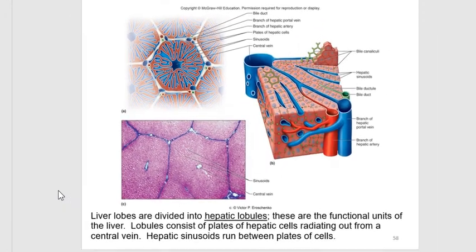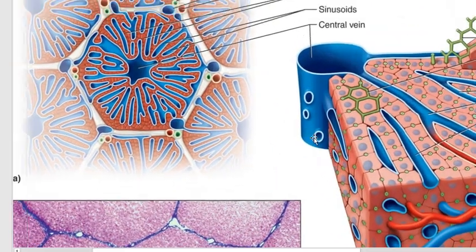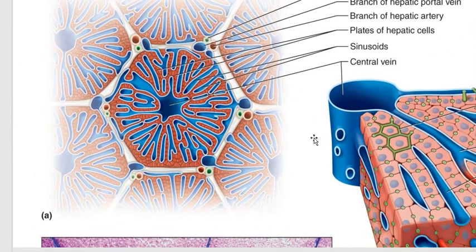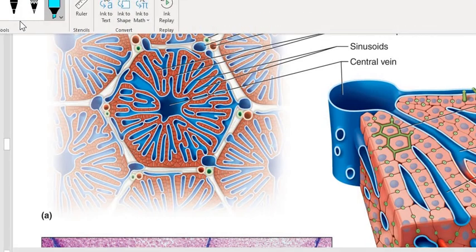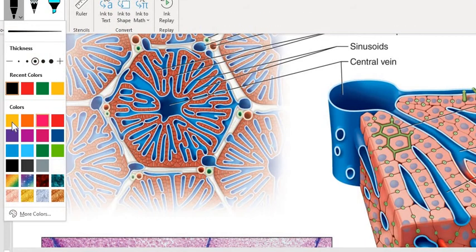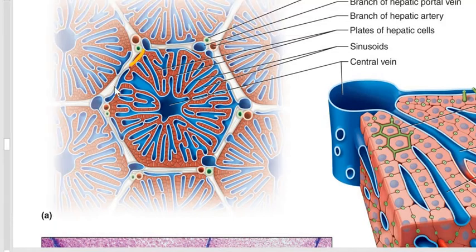So let's talk a little bit about the hepatic portal system and the liver structure. You see this kind of hexagonal structure here. That's called a hepatic lobule. Hepatic lobule. So a hepatic lobule, let me just outline it. I'll outline it in yellow.